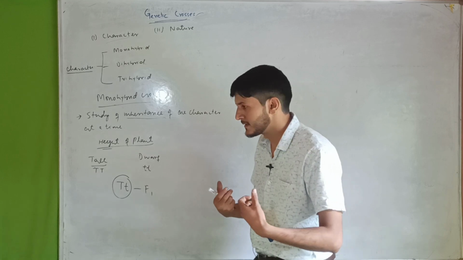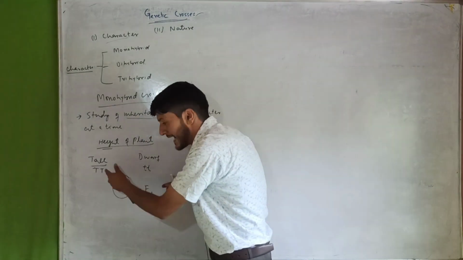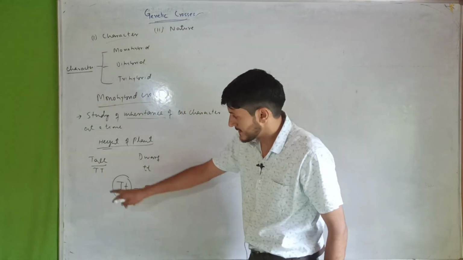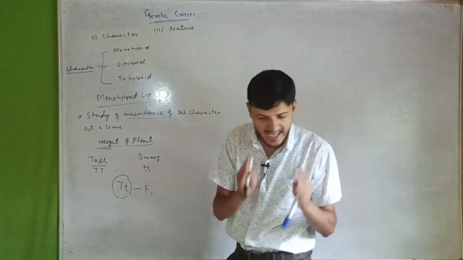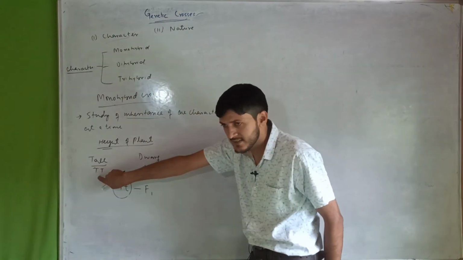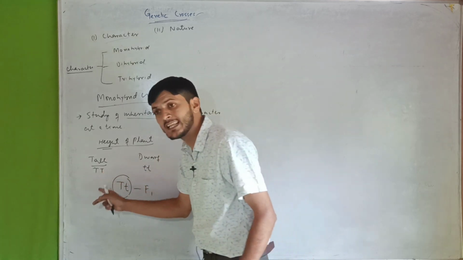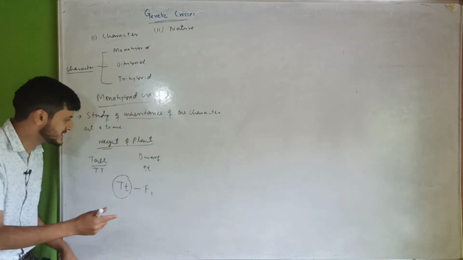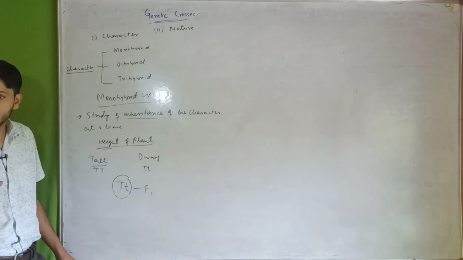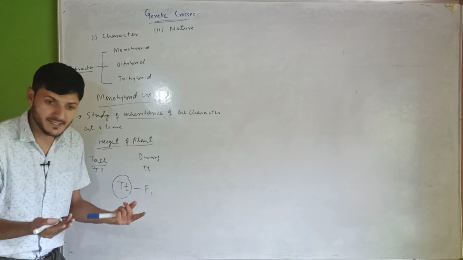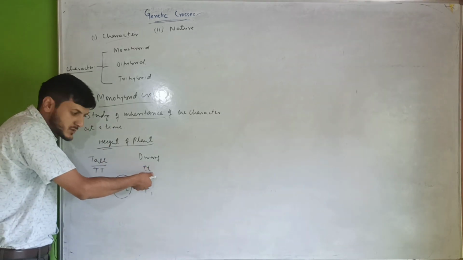Can you tell me what's the difference between F1 and this parent P1, tall? This is the tall parent, this is again tall. Is there any difference? Yes. The difference is that this parent tall is homozygous. Both the alleles are capital T, dominant alleles. In F1, we see two different types of alleles. One is capital T allele, tall allele, and second is small t, recessive allele.